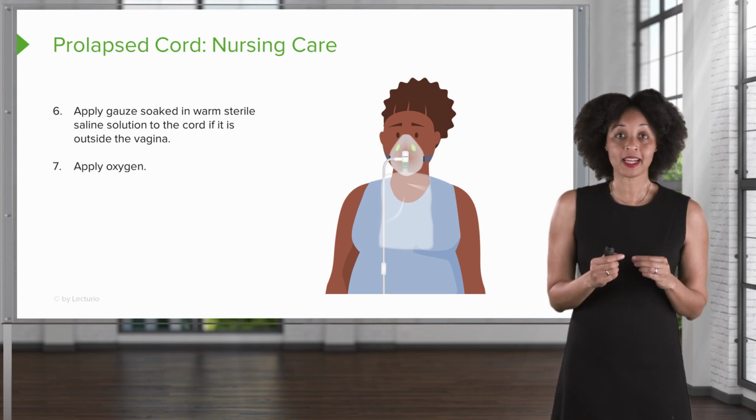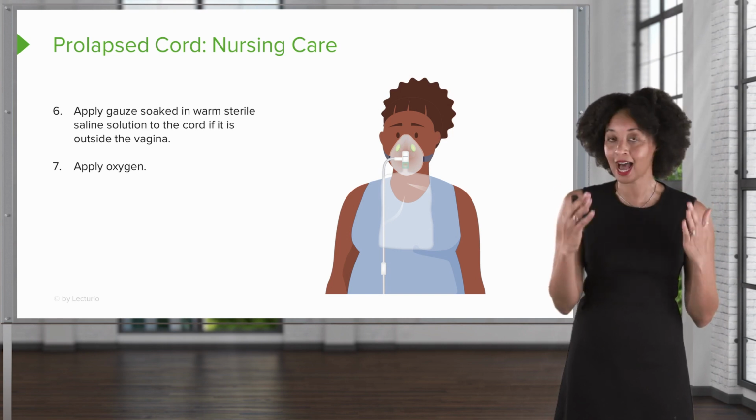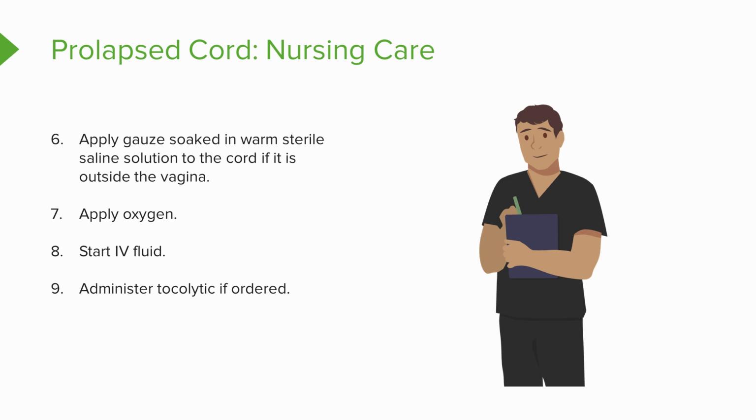We want to make sure the client has oxygen because whatever air is getting through, we want to make sure it's at the highest concentration of oxygen possible. We want to start an IV if the patient already doesn't have one because we're going to the OR for a cesarean. Also, increasing the blood flow is going to help get more oxygen to the fetus. Sometimes, if the uterus is really contracting, the provider may order a tocolytic. And a tocolytic would actually slow the contractions or stop them so we don't have another factor that is really cutting off the blood supply.